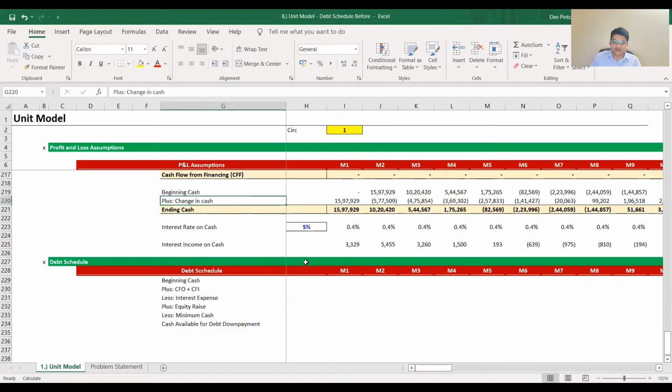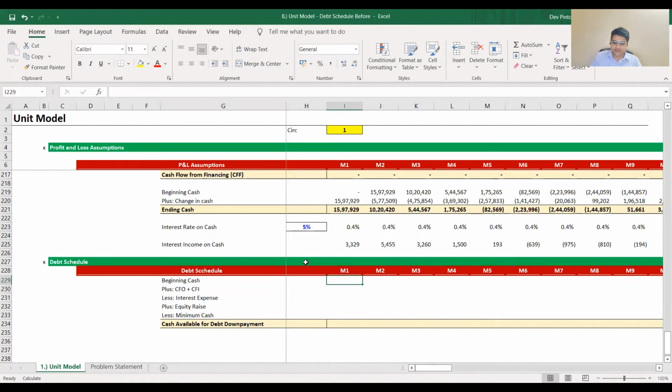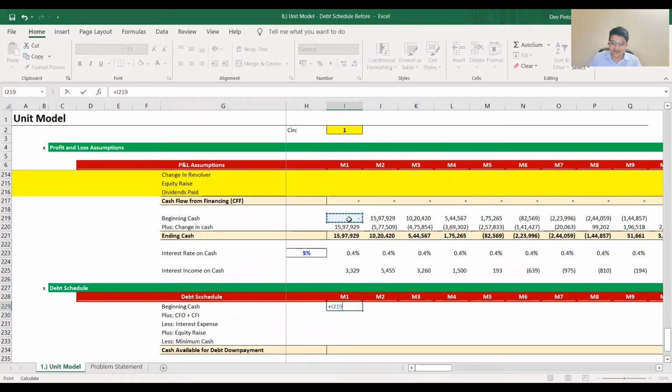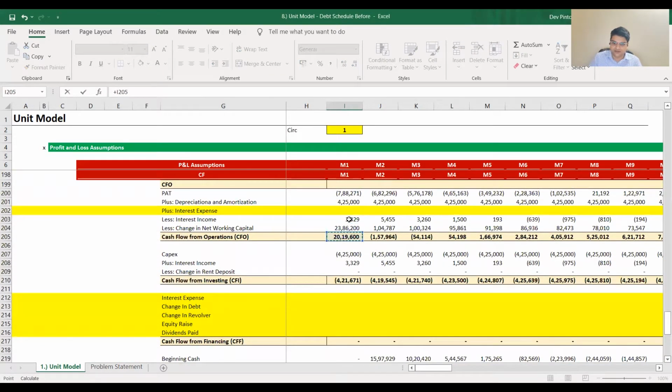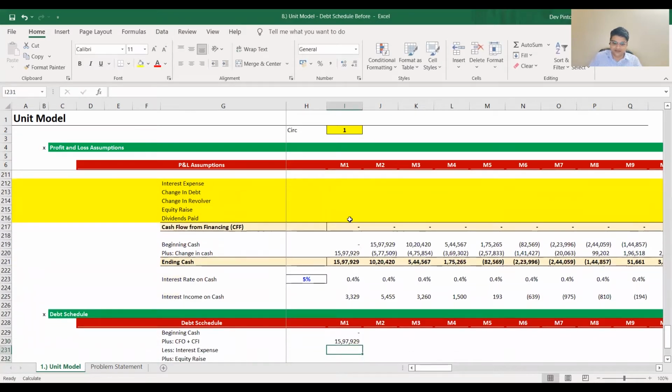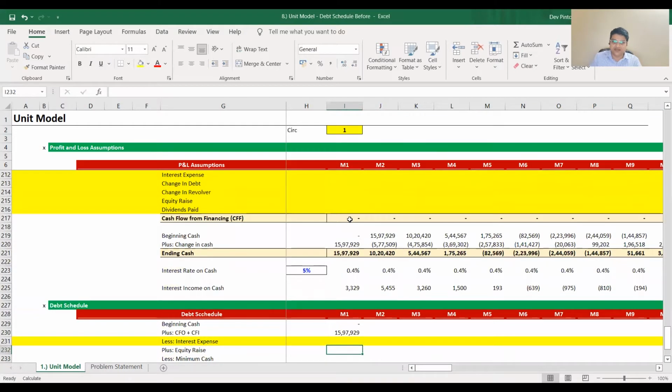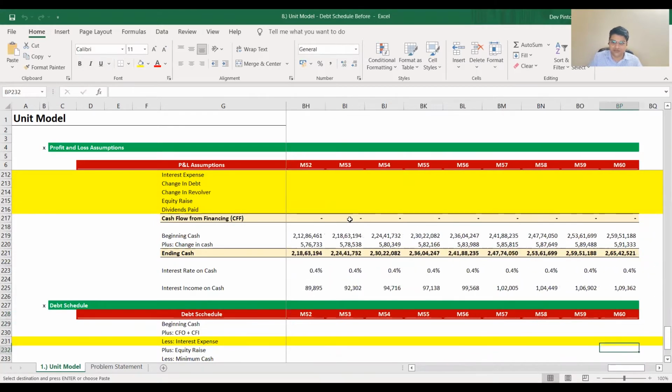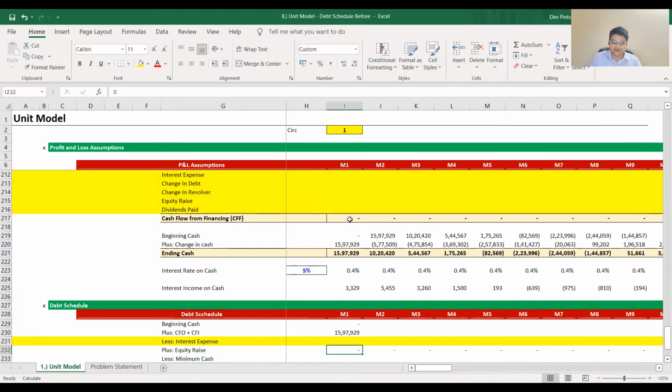So let's just fill these up to the best of our ability right now. Beginning cash, we have beginning cash here. It's nothing but CFO plus CFI. Interest expense will come to equity raise. Let's assume we're not raising any equity funding for this business from month one onwards. So let's make this 0 through and through for now.